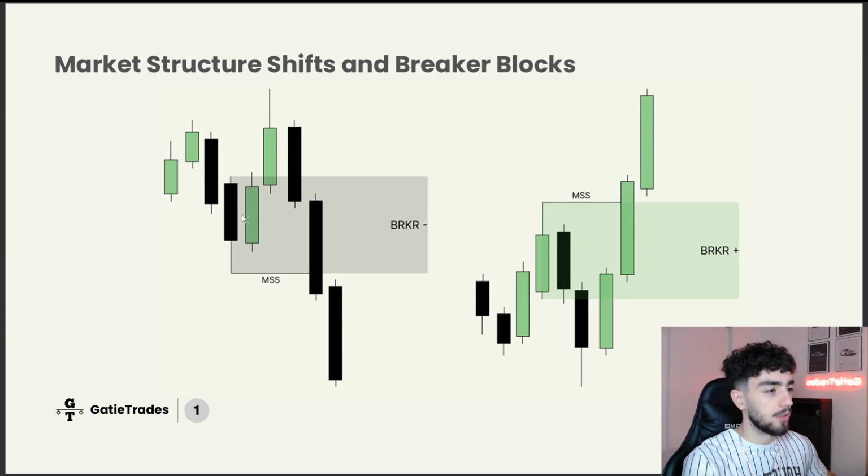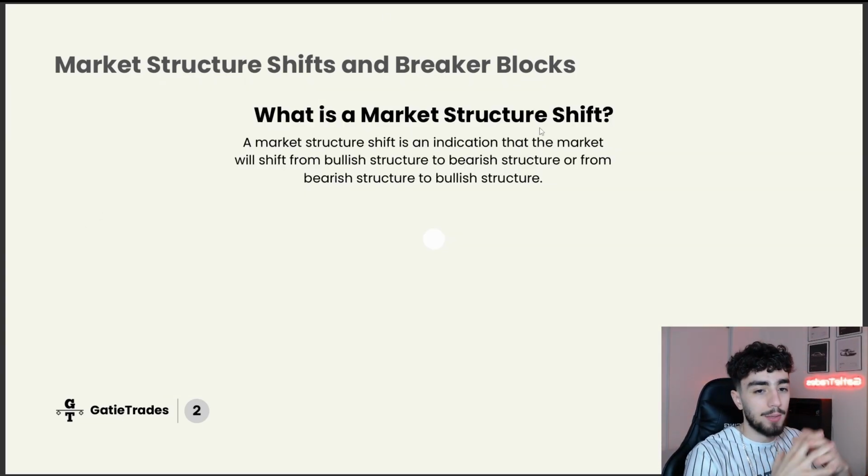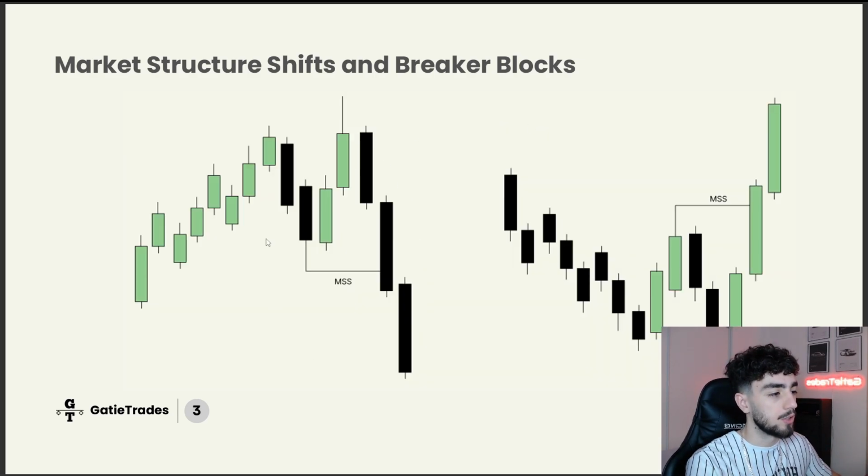Okay, so this is the front cover, market structure shifts and breaker blocks. So what is a market structure shift? Very simply, a market structure shift is an indication that price gives us that we are shifting structure, meaning we are shifting from either bullish or bearish market structure, and you can use that information in your trading. So it's a simple indication that the market structure is changing from bullish structure to bearish or from bearish to bullish.